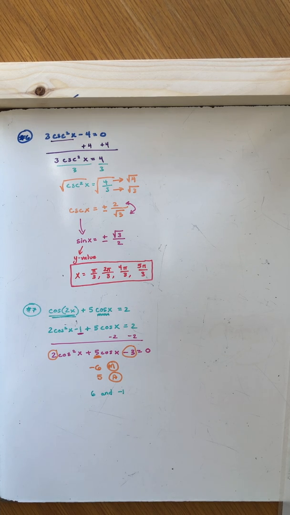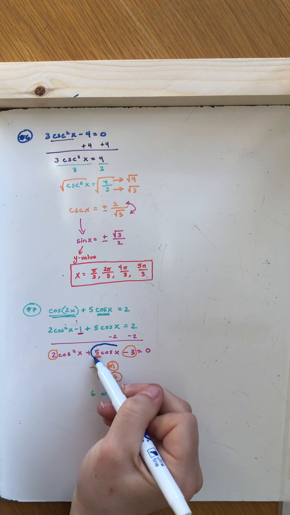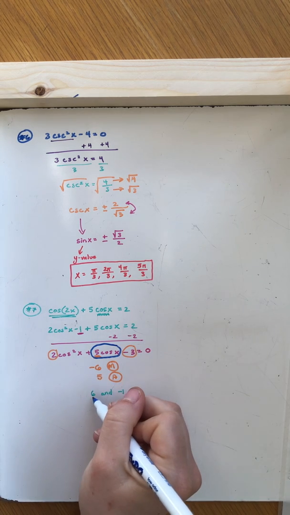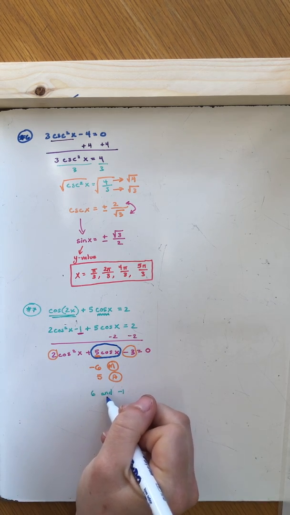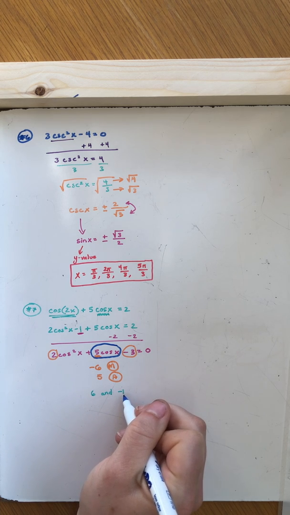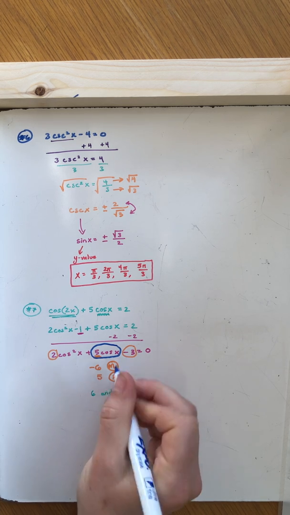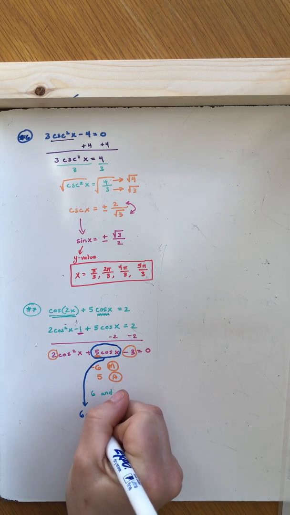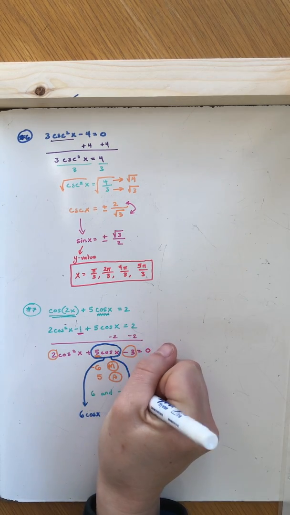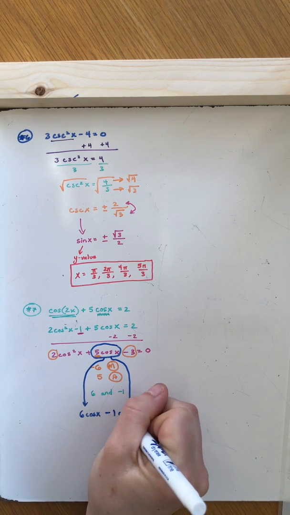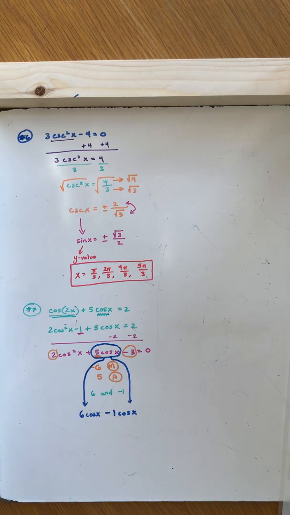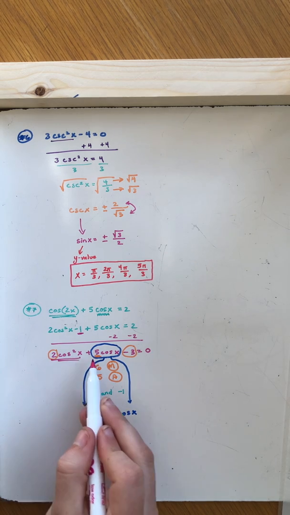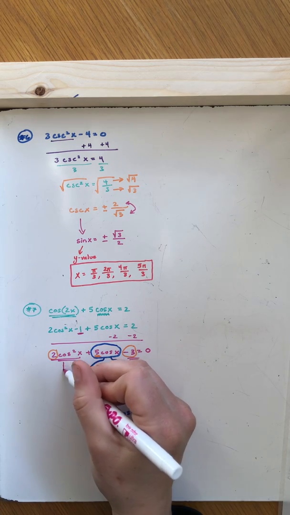So now we are going to replace the 5 cosine x with 6 cosine x and -1 cosine x. So this splits off into 6 cosine x and -1 cosine x. And we're going to just bring down the rest of that. So we have the front term and the last term, we just bring those down.